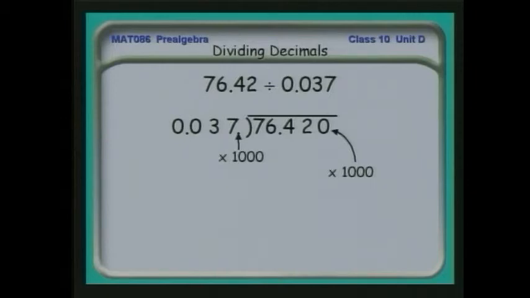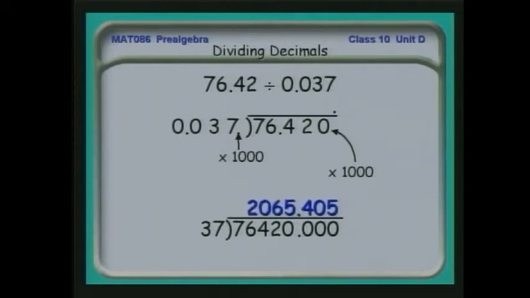The same thing applies here. Now I put the decimal point there, and I can continue to do this as a division. 37 dividing 76,420. I put the decimal point there, add zeros, and when I do this now, I get 2,065.405 as the result. If you're dividing by a decimal, you just need to keep moving the decimal point in both of the numbers to the right, the same number of places, until you're dividing by a whole number, and then you know what to do.